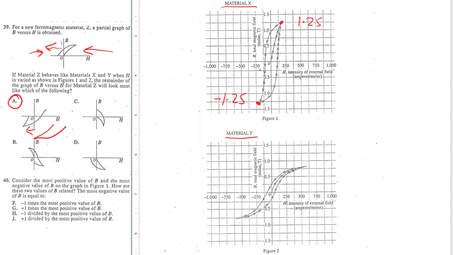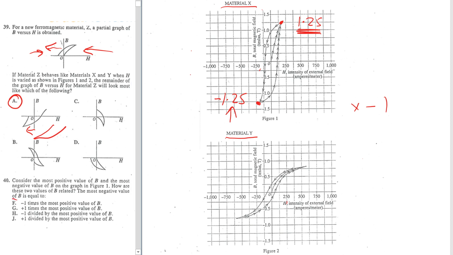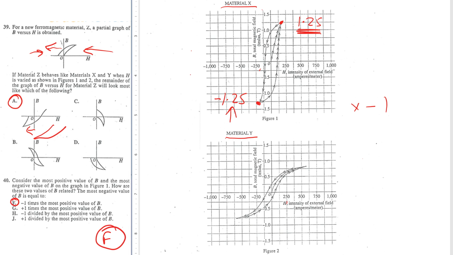So the most negative value of B is equal to, well, to get from negative 1.25 to 1.25, we would multiply by negative 1, because two negatives multiplied together would give you a positive. So we've got F: negative 1 times the most positive value of B. The other ones, like 1 plus, or negative 1 divided by 1.25, are not going to give you negative 1.25. So the answer to that one is F.